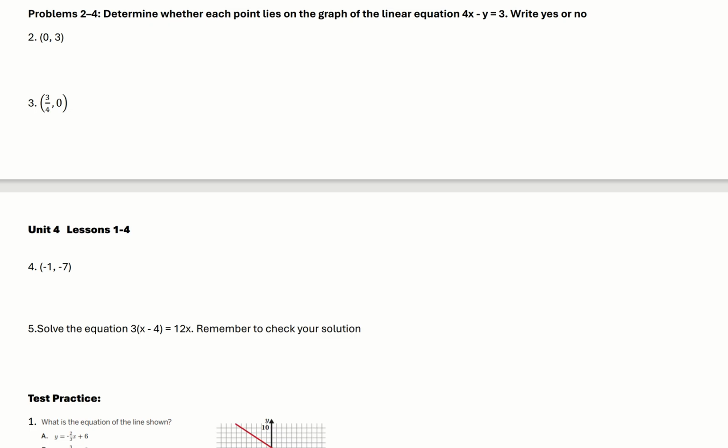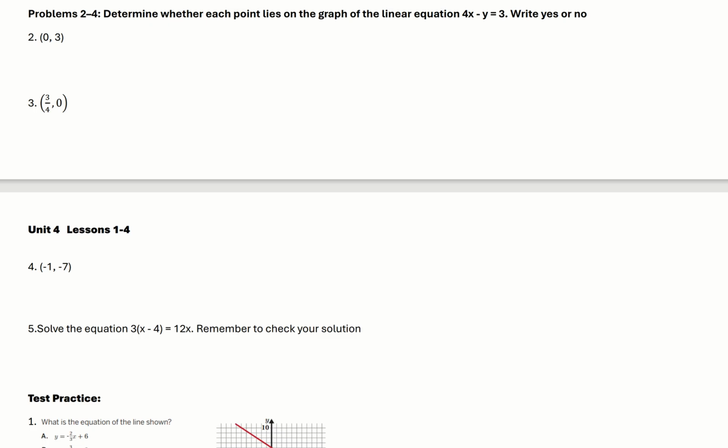It says determine whether each point lies on the graph of the linear equation 4x minus y equals 3. Write yes or no. This is review from our last unit, but plugging numbers into an equation is going to be really important for this unit as well. So I definitely want to go over this because it'll come up later, like if you look down at question 5 or on the next page for you, it says to check your solution. So this is very similar.